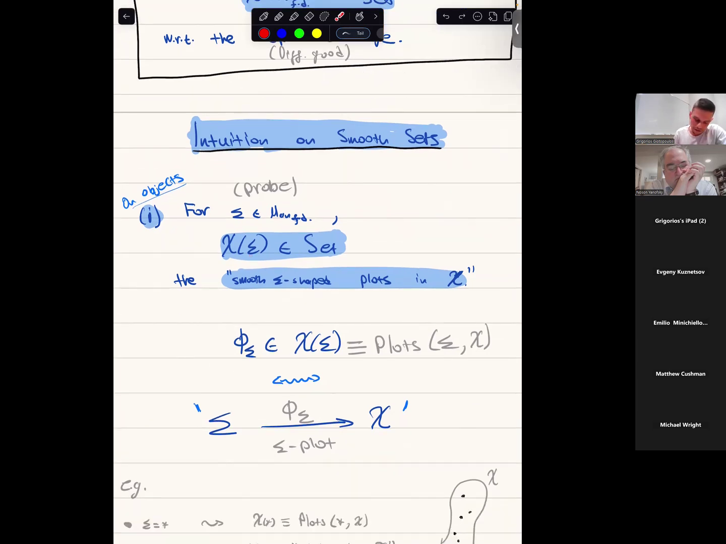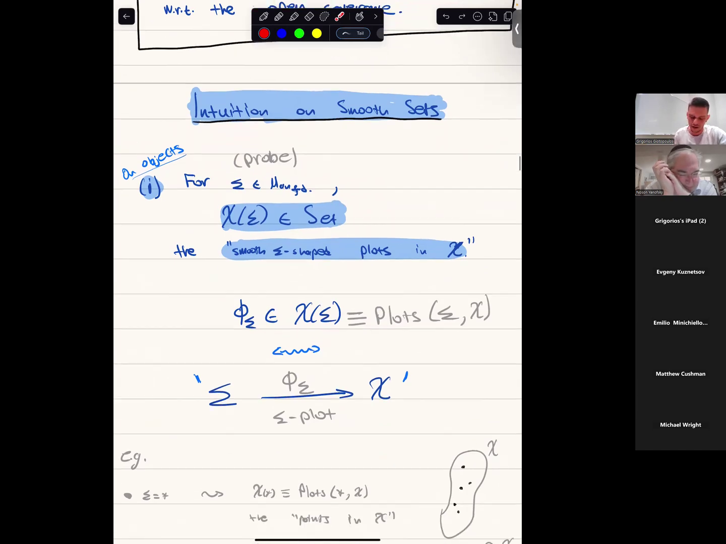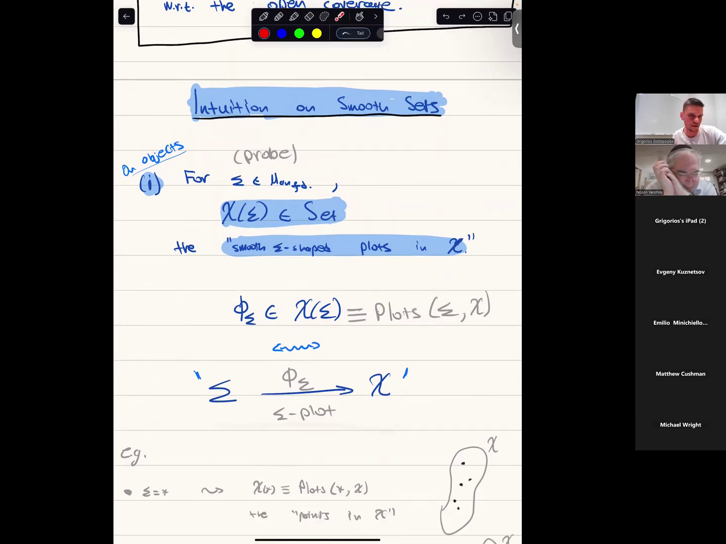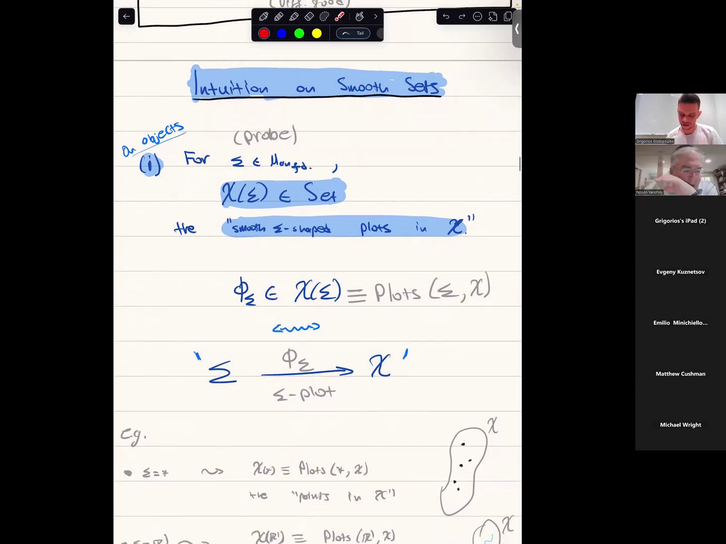And I write it just loosely, an element phi in X(sigma), which I declare to be a plot of sigma in X. I write it as a would-be arrow. So it's not an arrow yet, but as you know, by the Yoneda lemma it is an arrow. But anyway, before you get there, you just view it as an element of a set, but I want to view it as a plot. So I just say, well, look, I just declare it so, annotate it as such.